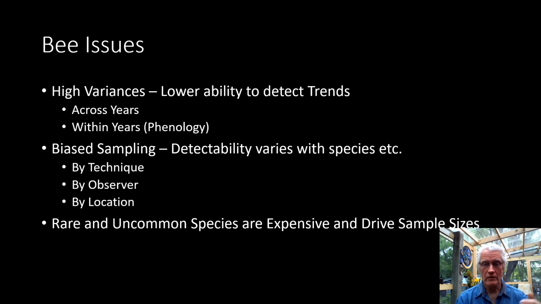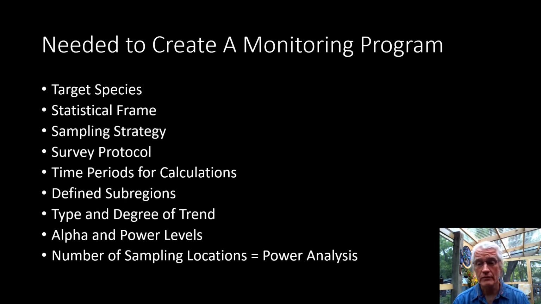So looking at other monitoring programs for birds and amphibians is not going to be as good an example as you might expect, because the variability in bee populations, as you'll see, is so much higher. We also have a lot of biases of different kinds to take into consideration when crafting a new monitoring program, such as observer techniques and locations, to always keep in mind as we go. And it turns out that rare and uncommon species, and getting a good measure of change for those, are going to be the drivers in your monitoring sample sizes, whatever the program is.